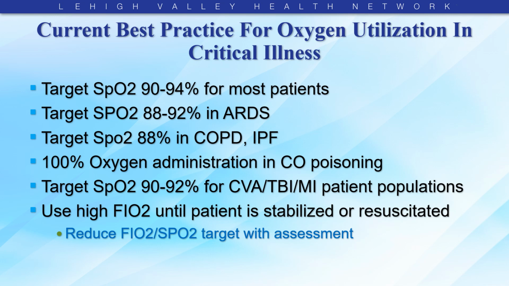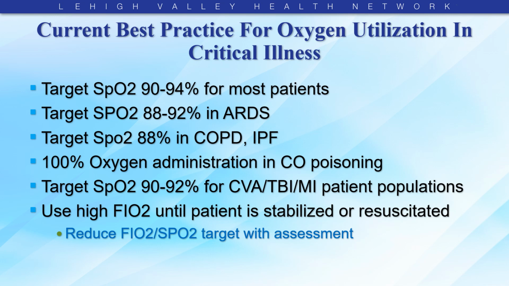Now, 100% oxygen administration during CO poisoning. If I get somebody from a house fire, we're going to give them 100% until we can drive their carboxyhemoglobin down. For those patients, that's indicated because they have a process that requires 100% oxygen. But once their CO level gets below 10%, then we usually cut the oxygen down.